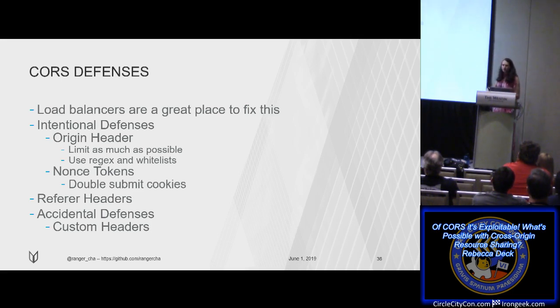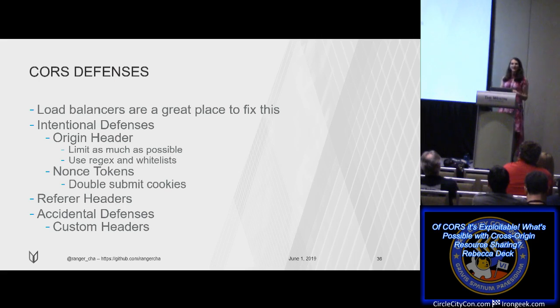Nonce tokens and double submit cookies are another thing that I've seen used pretty well. So that's going to be random values that are going to be attached to requests. When you start seeing nonce tokens, those move into the normal CSRF prevention, but they do work for this as well. And again, the OWASP page on cross-site request forgery goes into a lot of detail on these things, so that's probably a good way. But really, you should focus on making sure your origin is limited as much as you possibly can, because that's your first line of defense.